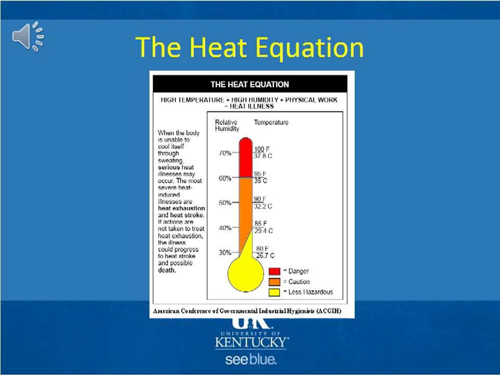The following is the heat equation taken from the American Conference of Governmental Industrial Hygienists, ACGIH. The heat equation states that high temperature plus high humidity plus physical work equals heat illness. The picture signifies the combination of relative humidity and temperature that is considered to be dangerous, which is the red area, where you should use caution, which is the orange area, and also the less hazardous, which is the yellow area.